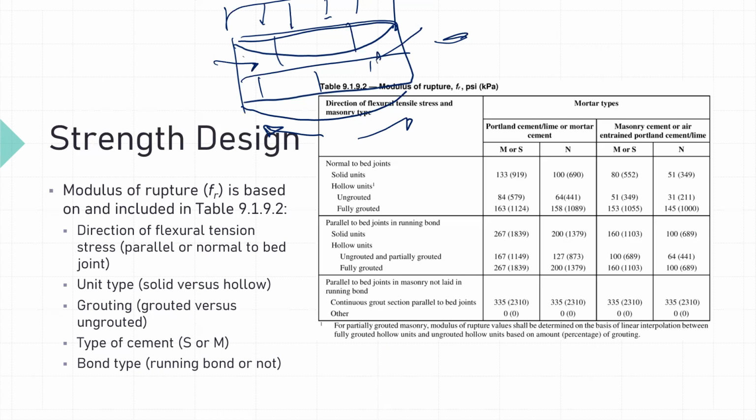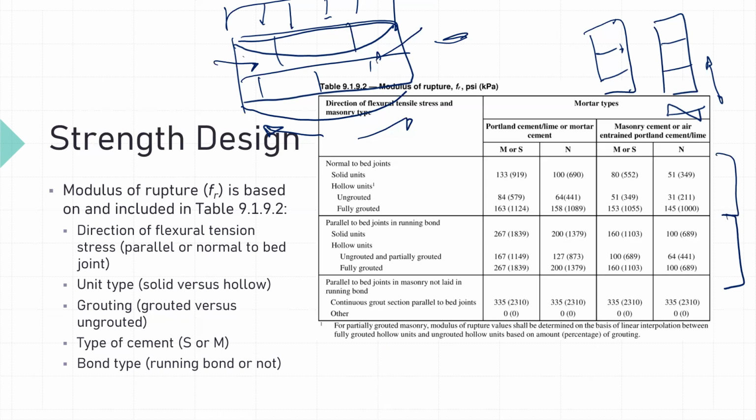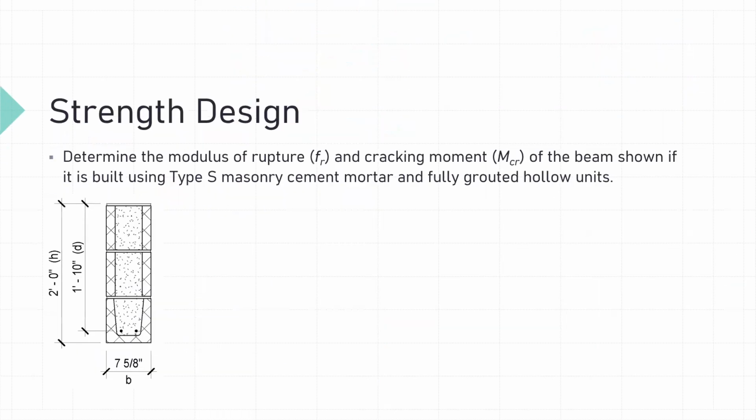If we had a wall and we had wind load applied to it, let's say it's an exterior wall, that's going to create stress in this direction, tension and compression stress, which again then is going to be perpendicular to our bed joints. And as you will see in this table, our modulus of rupture is much greater parallel to our bed joints than it is perpendicular or normal to our bed joints. But again, this is table 9.1.9.2 that we use for determining our modulus of rupture.